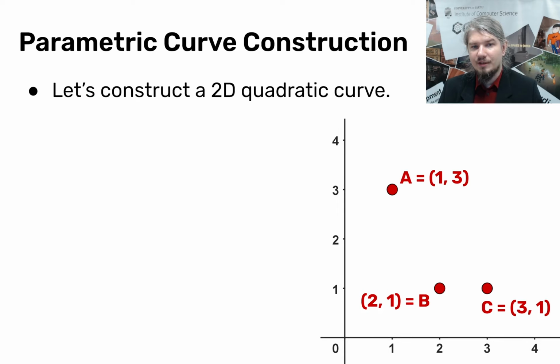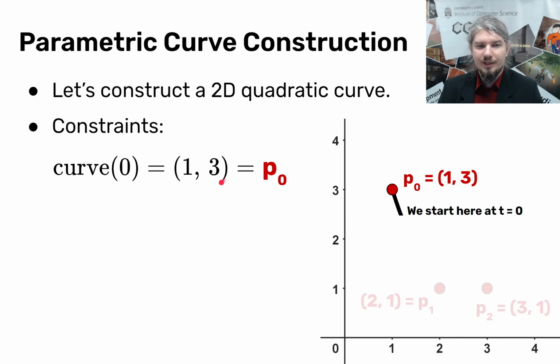So let's construct this 2D quadratic curve. And let's take the same points A, B, and C, so (1, 3), (2, 1), and (3, 1) that we had before. Now let's call them P0, P1, and P2. Those will be our control points, or sometimes they're also called parameters. And our constraints would be like this. When we start the curve, when t is 0, we are at this first point. So we are starting our curve here at P0 at (1, 3). That's gonna be our first constraint.